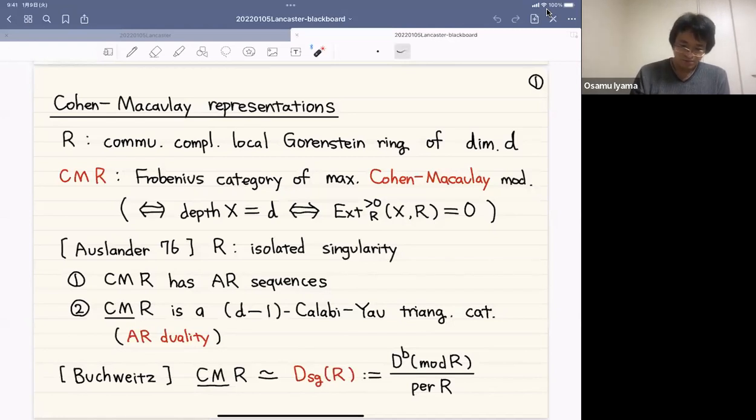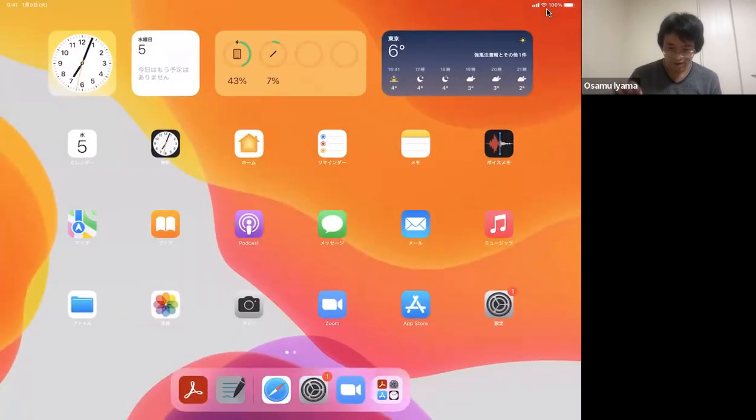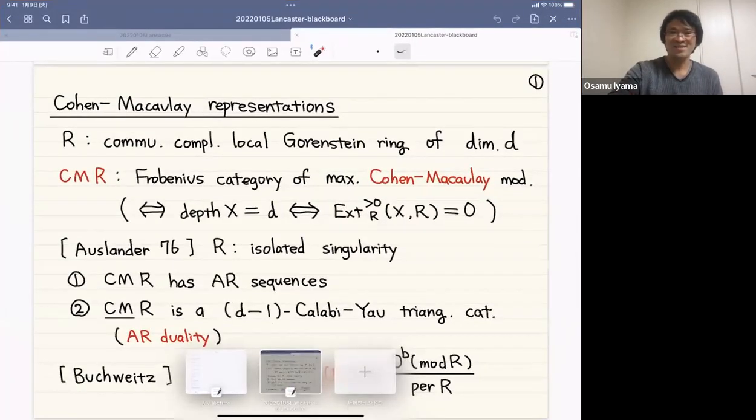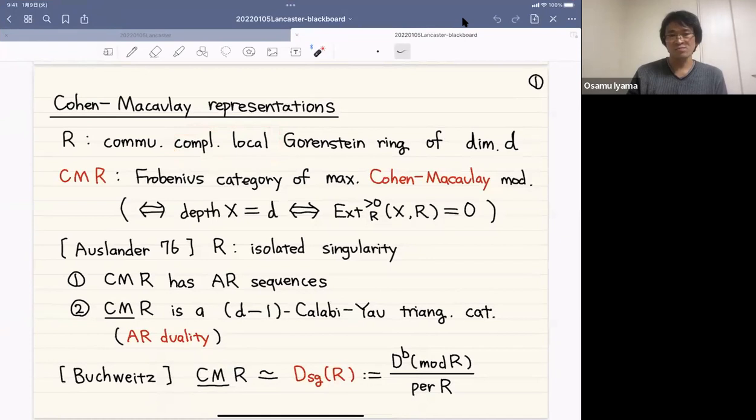So today, when I write R, this means R is a commutative ring. And the important point is that it is a Gorenstein ring. This means the injective dimension of R over itself is finite, or equivalently, the injective dimension of R over itself is equal to the Krull dimension of R. I denote by d the Krull dimension of the ring. And for some technical reason, I assume it is complete and local.